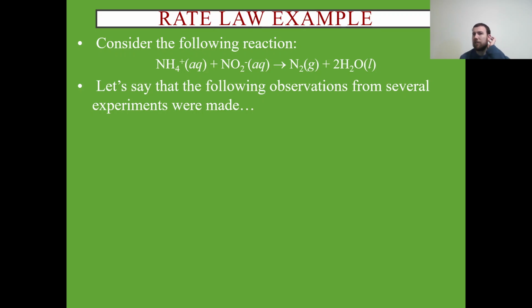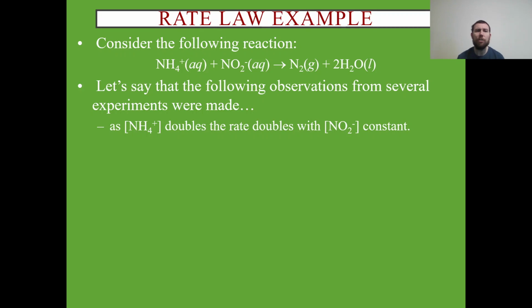So you carry out this experiment, you do it several times, and in each of your experiments, you're testing things and trying to figure out what's the relationship between the rate of the reaction and the concentrations of ammonium ion and nitrite anion, okay? And so you carry out your experiment multiple times, and here are the observations that you make.